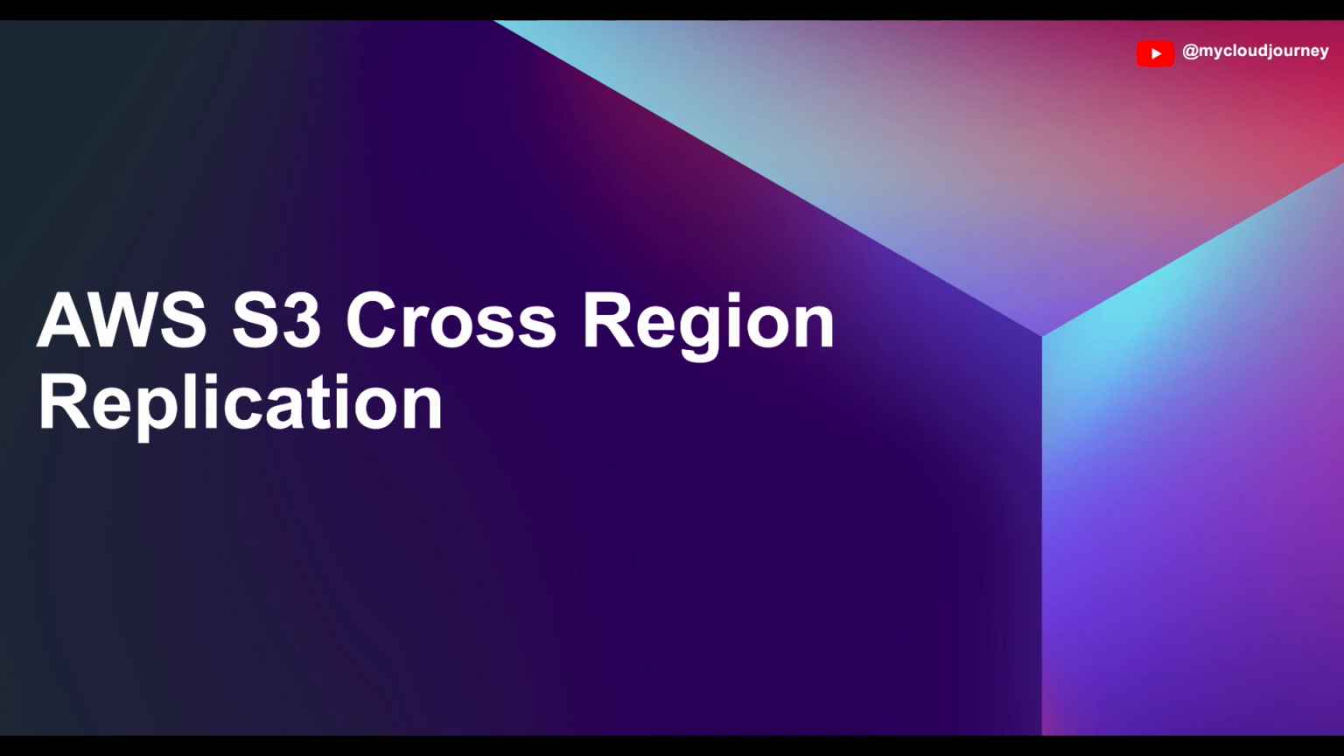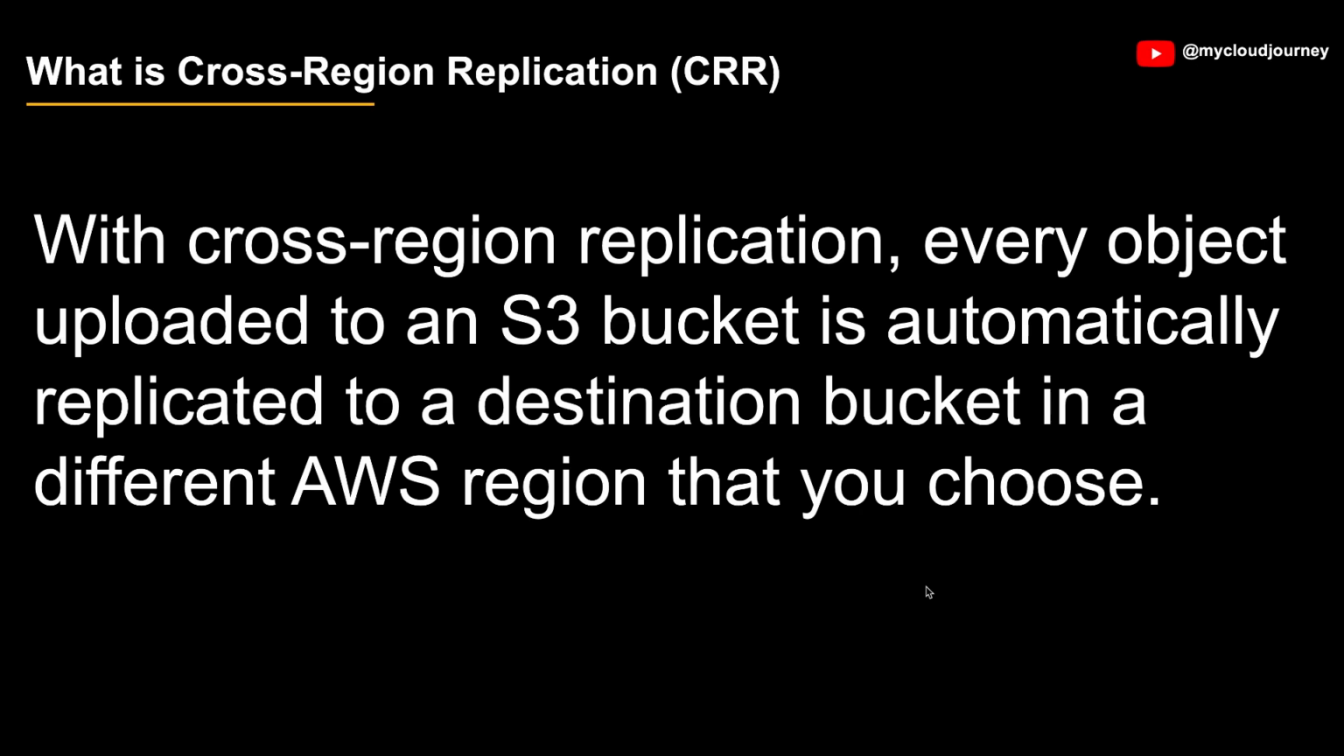In this video, I will explain how to configure AWS S3 Cross-Region Replication, CRR. With cross-region replication, every object uploaded to an S3 bucket is automatically replicated to a destination bucket in a different AWS region that you choose.